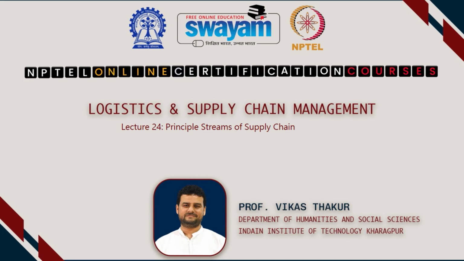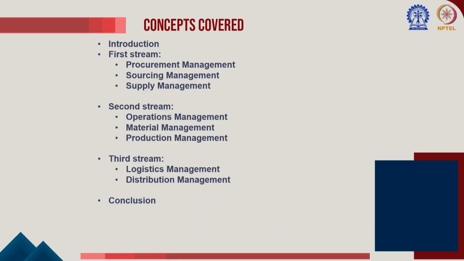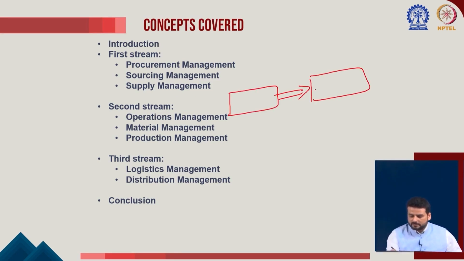So, in the last session, we finished our discussion on this first stream, where we discussed procurement management, sourcing management and supply management. Now, today we will start our discussion on the second stream, which is again within that manufacturing facility, how we are streamlining the operations. Again, just to recall, I am drawing that basic structure of supply chain, where we have raw material suppliers, we have the manufacturer here, and in the end we have that distribution network through which we are reaching the customer.